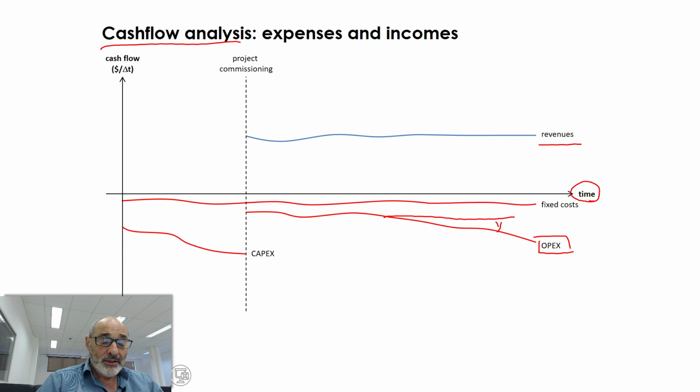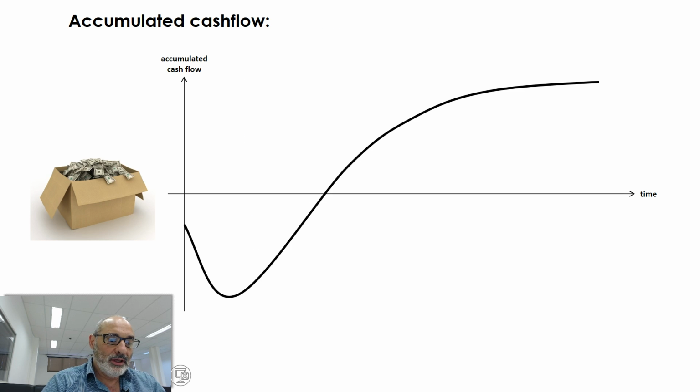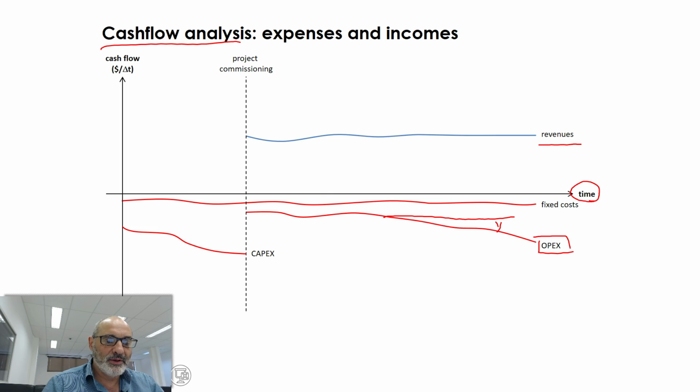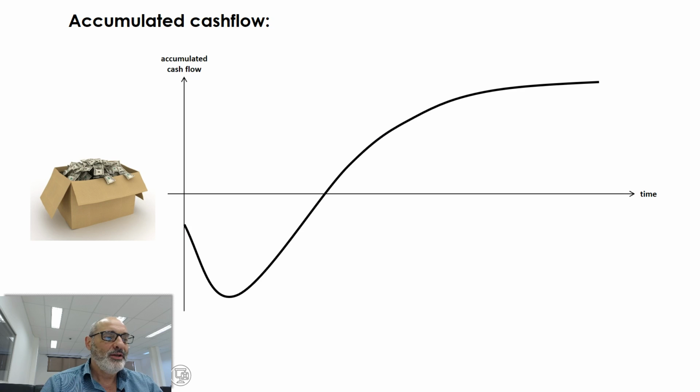So you can have other incomes and other expenses. The idea here is that you have to take everything into account. After integrating all these curves, all these costs, you have the accumulated cash flow, which is roughly represented by this black curve here.